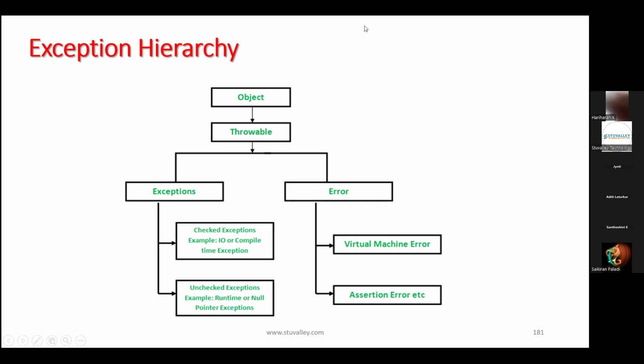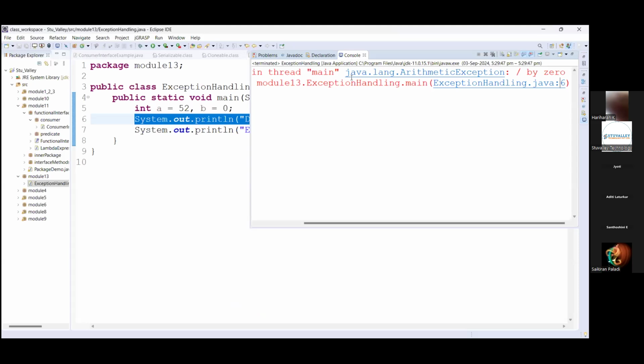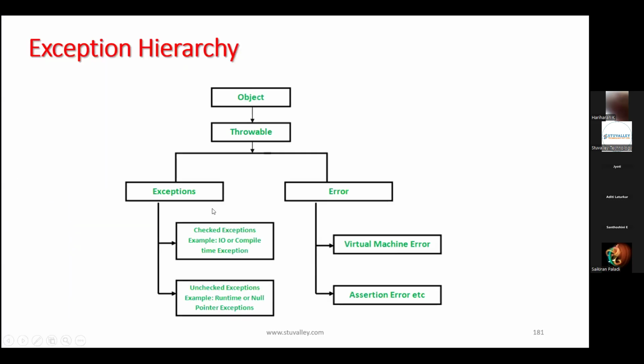Like here we have seen ArithmeticException. ArithmeticException is a child of the Exception class, along with RuntimeException and others. Then Error is a class where we get different types of errors, which are irrecoverable conditions. We cannot handle the errors, and we should not try to do that either. Examples are VirtualMachineError, AssertionError, etc.